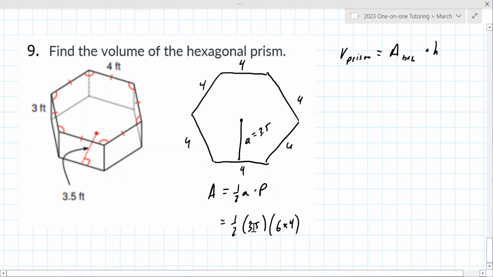So all of that is the area of the base. So you do it in pieces. You find the area of the base first, and then go from there. Let me know what you come up with for this.